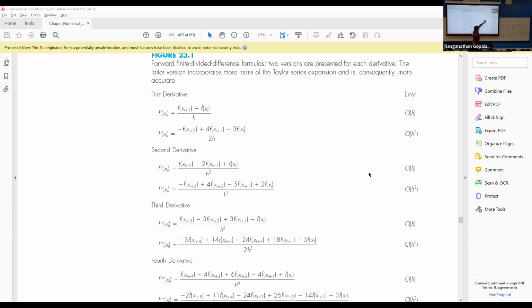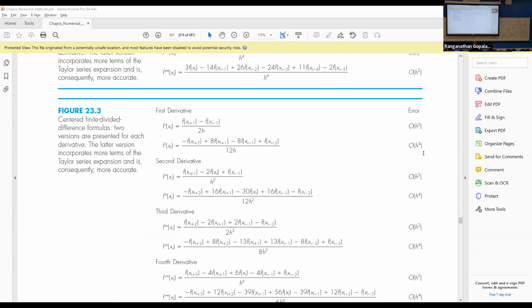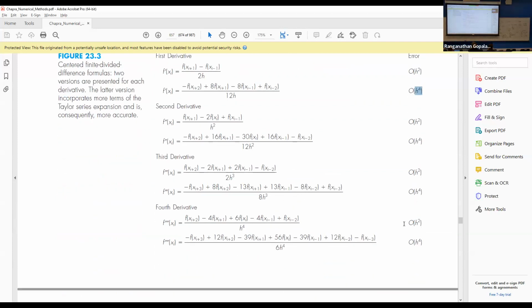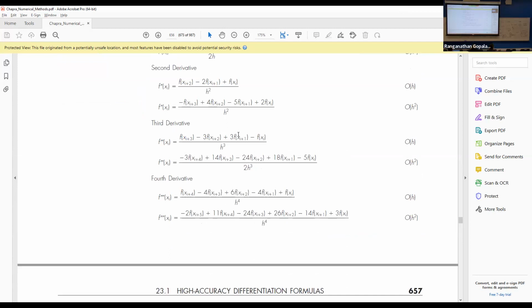Order of h squared, h squared, h squared. Most of the forward difference formulas are order of h squared only. Central differencing, if you see here, some of them are h to the fourth, which give you higher order accuracy. So if I ask you to get me the second derivative to fourth order accuracy, I would pick this formula. If second order accuracy, I would pick this, like that, okay? So you should be familiar with this figure 23.1 inside and out, because the sooner you can figure this out and select the correct formula, you'll be able to do the calculation.